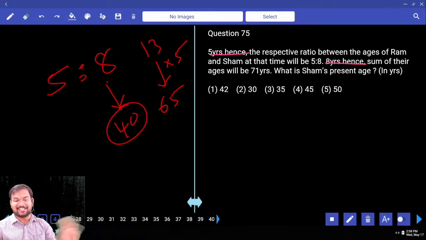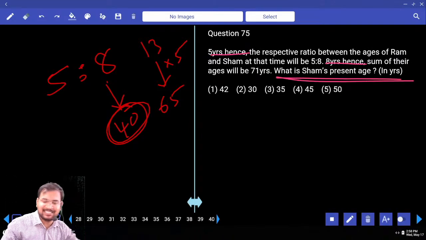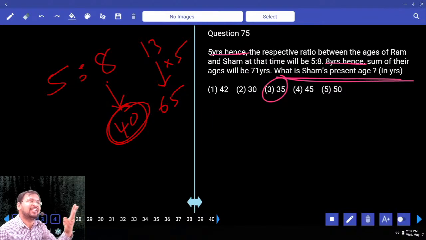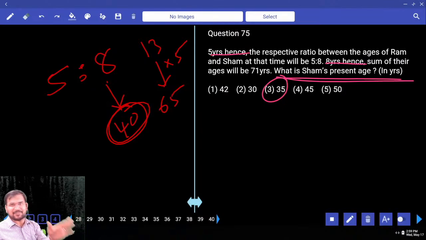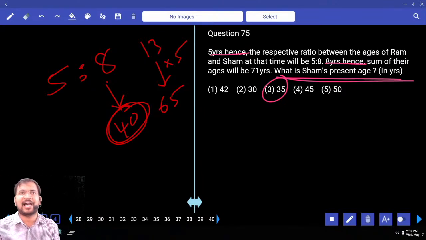But 40 is not your answer. They are asking Shyam's present age. This 40 is 5 years hence. Sometimes the first option is 40, and then our people go wild. Are you clear? Why am I subtracting 5? This is 5 years hence. Why did I subtract 6 earlier? 8 years hence, 5 years hence, the difference is 3 years. 1 person 3 years, 2 persons 6 years. If you subtract 6 years from 71, 65 is the sum of Ram and Shyam 5 years hence. Are you clear?